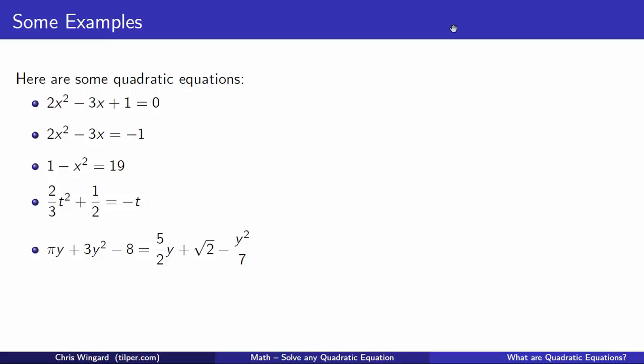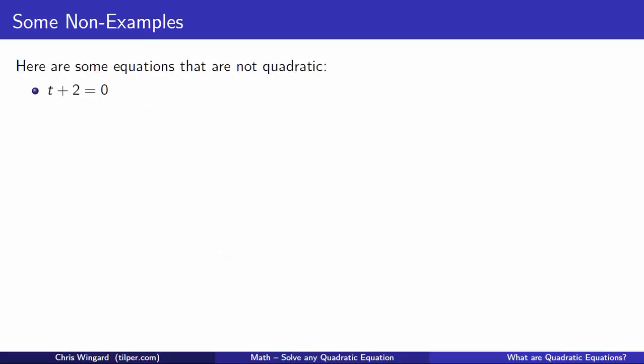Pi y plus 3y squared minus 8 equals 5/2 y plus the square root of 2 minus y squared over 7. So this is a really messy, kind of ugly quadratic equation that has bad numbers in it, like pi and square root of 2. Those generally aren't good numbers to have, depending on what you're doing. But it is a quadratic equation. It satisfies all the requirements. Z minus 5 over pi equals z squared. 5 over pi is also another kind of goofy number, but still, this is a quadratic equation. It satisfies all the requirements and doesn't violate any of the rules.